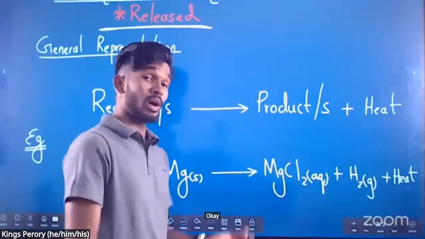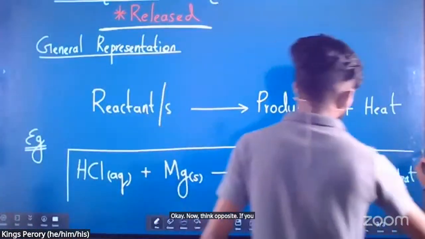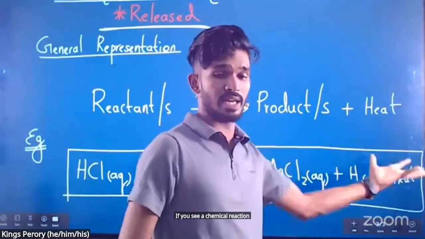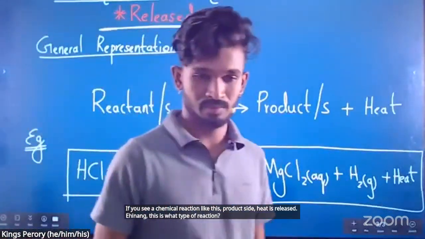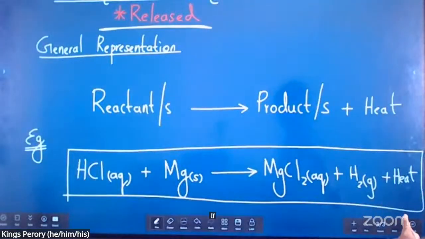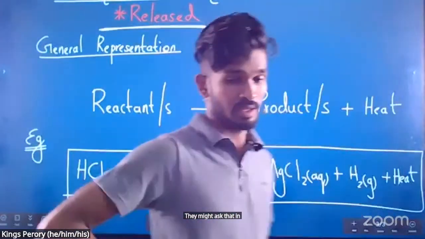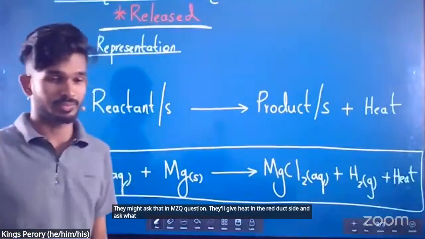Okay. Now think opposite. If you see a chemical reaction like this, with heat released on the product side, what type of reaction is this? They might ask that in an MCQ question. They'll give heat in the product side and ask what type of reaction it is.